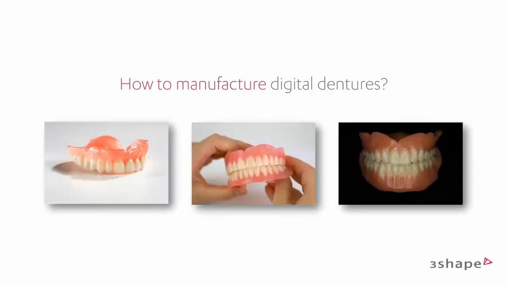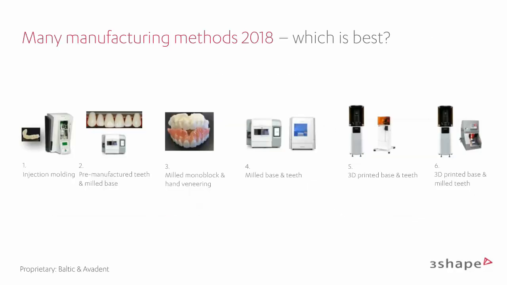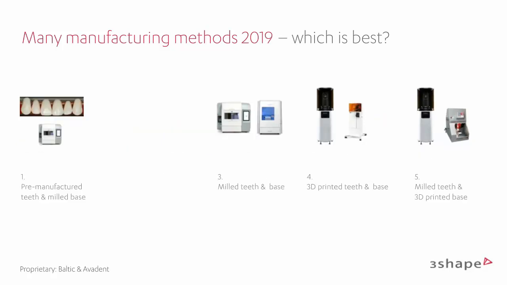All right, then let's move on to the question we always get: okay, how to manufacture the denture. So in 2018, we kind of identified 6 main methods. So injection molding, pre-manufactured teeth with milled base, monoblock. And I'm just going to stop with injection molding and the milled monoblock with hand veneering, because this year what we basically see is that they're kind of gone. They're not really used anymore.